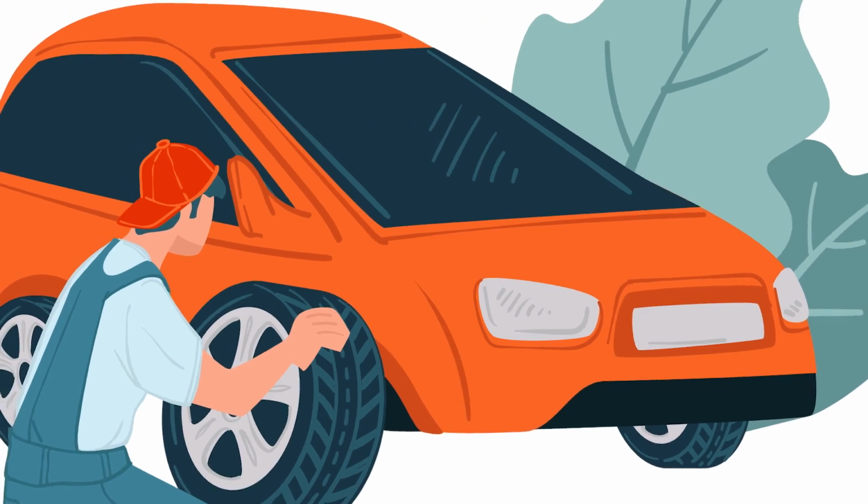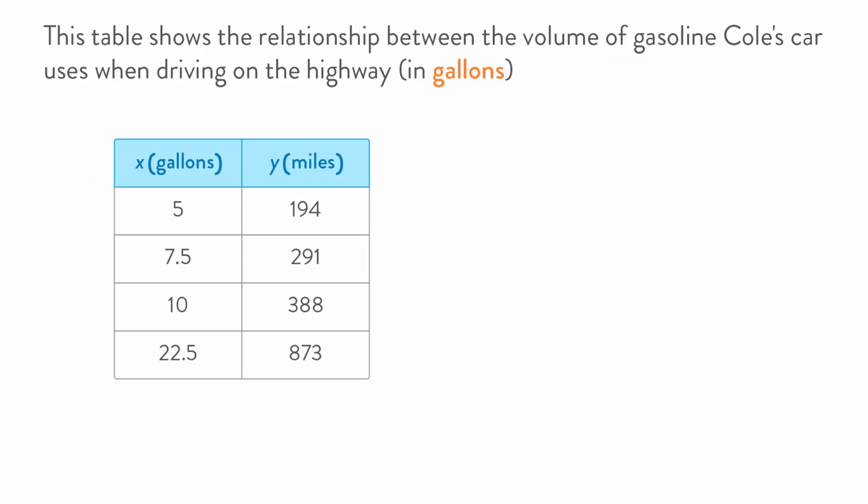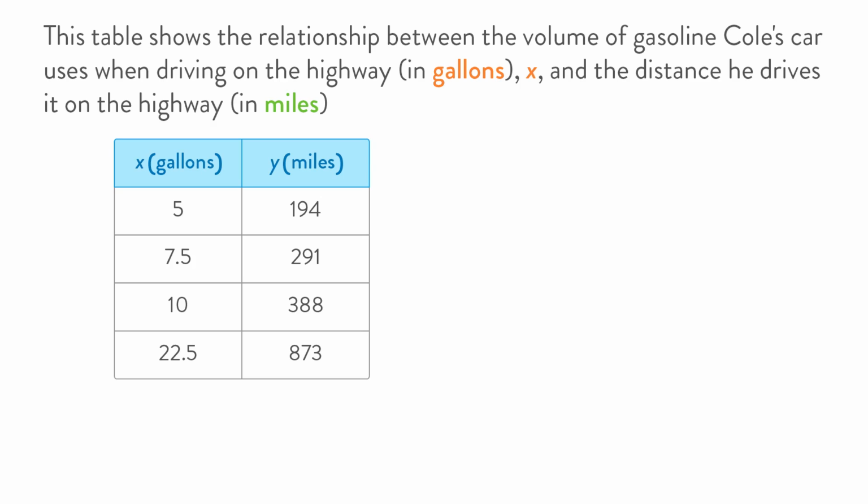Cole wanted to drive a car that uses less gasoline, so he bought a hybrid. This table shows the relationship between the volume of gasoline Cole's car uses when driving on the highway in gallons, x, and the distance he drives it on the highway in miles, y. According to the values in the table, do x and y have a proportional relationship? And if so, what is the constant of proportionality? Once again, let's calculate the ratio of miles to gallons for each row in the table.